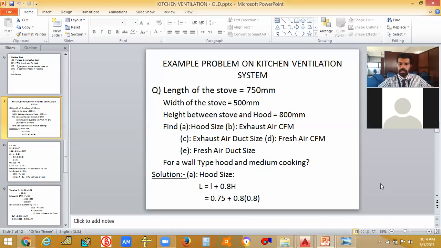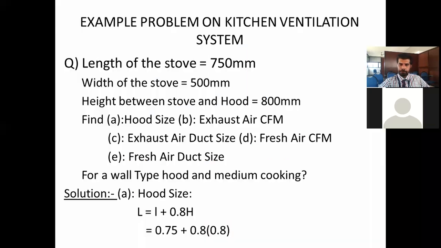The formula for finding the hood size is L, where L means the length of the hood. We are going to find the length of the hood equal to L plus 0.8 into H. L means the length of the stove, so length of the stove plus 0.8 into H. H means the height. Okay.